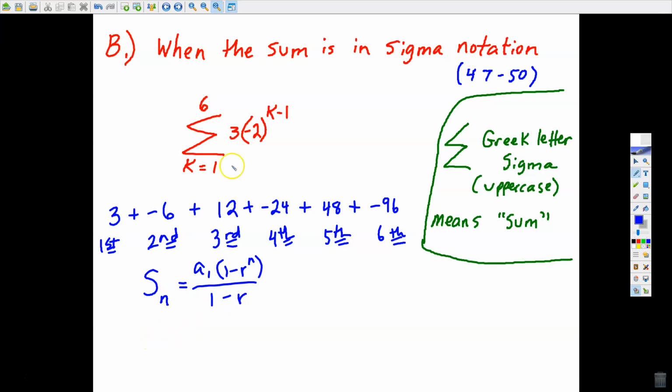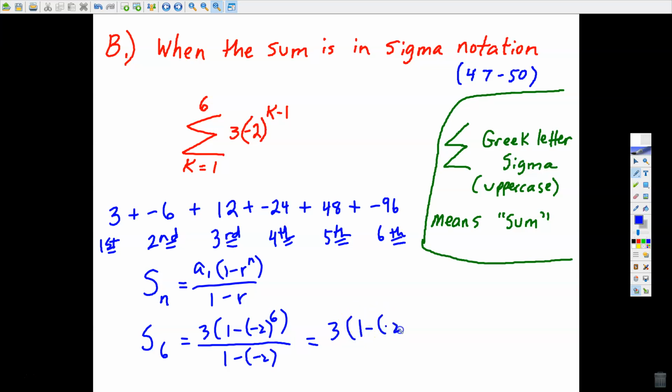Okay, so according to this, starting with the first term and ending with the sixth term, n is 6. The first term is 3, times 1 minus r, which is negative 2, to the sixth, all over 1 minus r. Okay, so let's go ahead and go to our calculator and key this in.